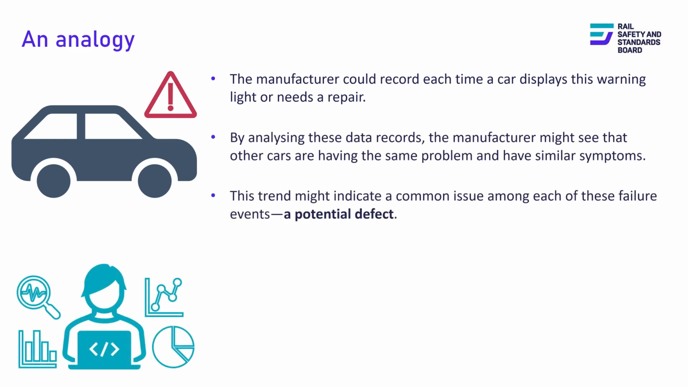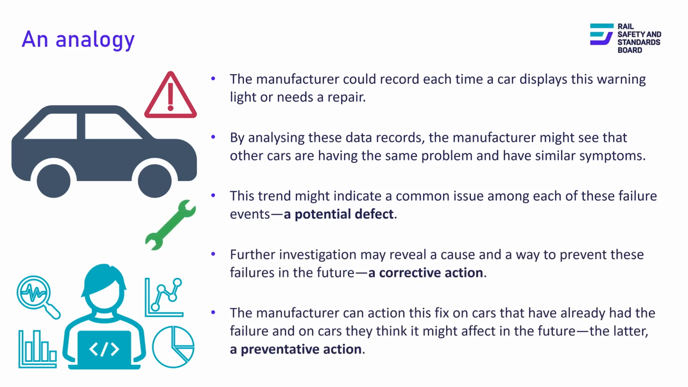By analysing these data records, the manufacturer might see that other cars are having the same problem and have similar symptoms. This trend might indicate a common issue among each of these failure events. That's a potential defect. Further investigation may reveal a cause and a way to prevent these failures in the future. That's a corrective action. The manufacturer can action this fix on cars that have already had the failure and on cars they think it might affect in future.